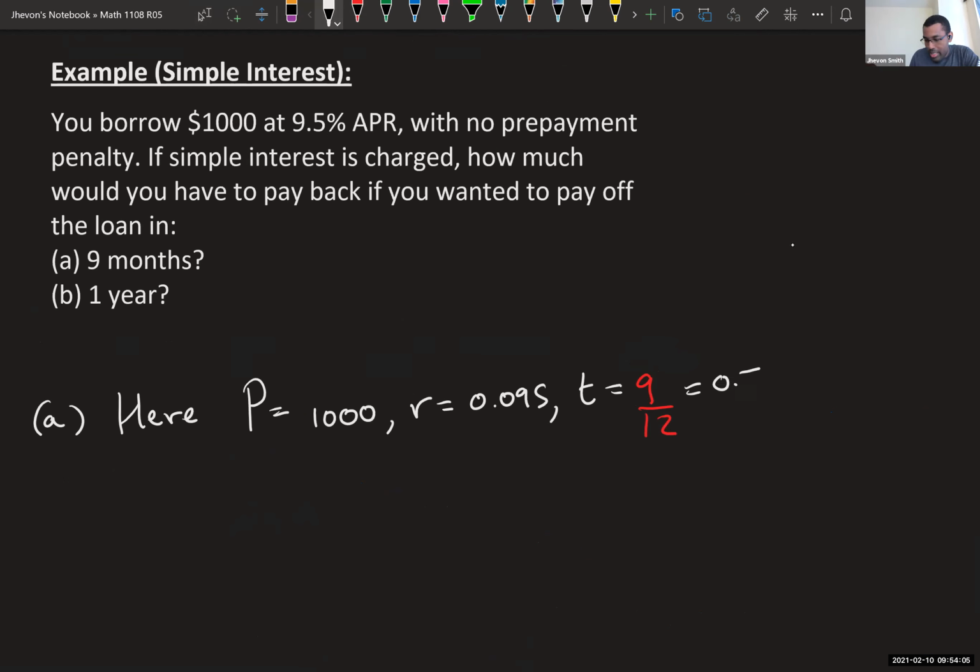So 0.75 is the number that you should use here, because you want to change it to years. So that's a way you can get this problem wrong. If you just take whatever time you see and plug it into the formula, it might not be the correct answer because your units aren't matching up. Interest is charged per year. You want to put in time in years. So you'd actually use 0.75 as the time, right?